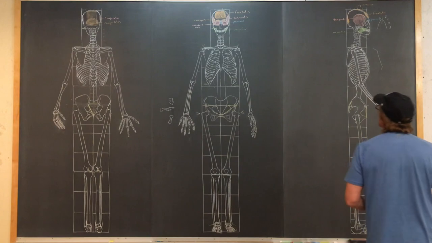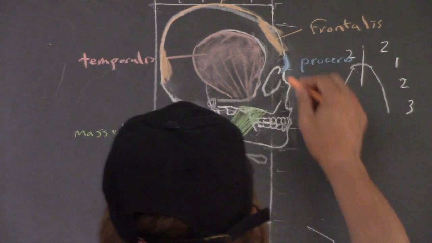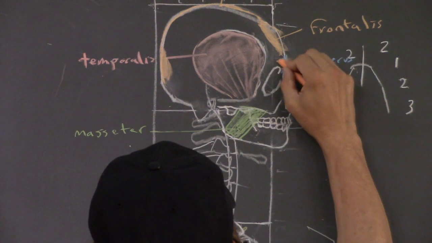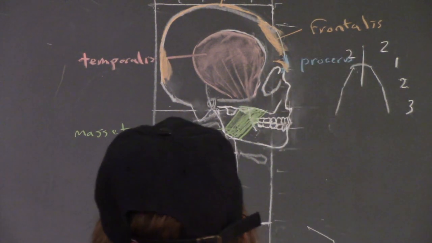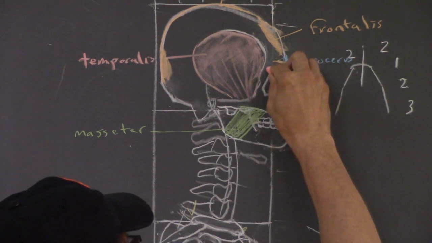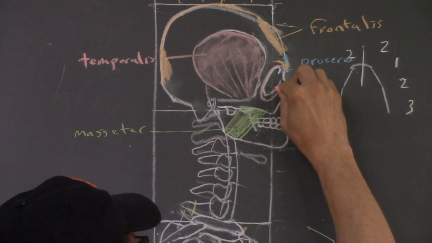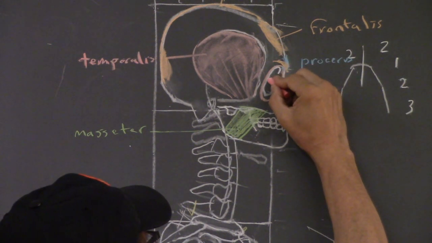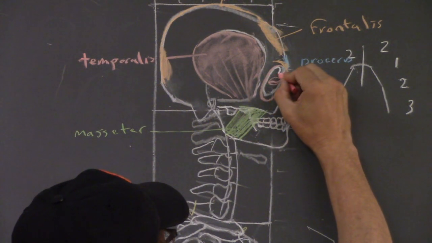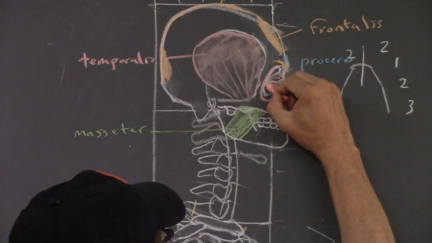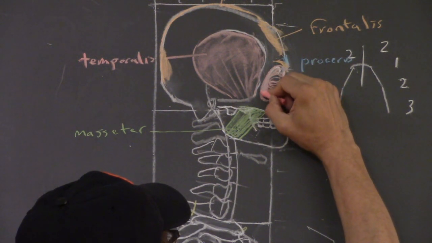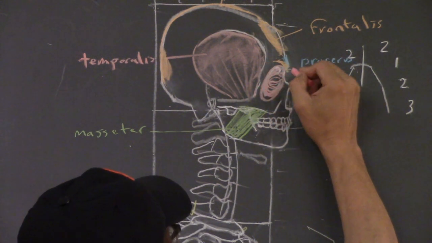Okay, let's catch a little bit of the corrugators coming around here and down. And then orbicularis oculi. Strands running around the eye like that.